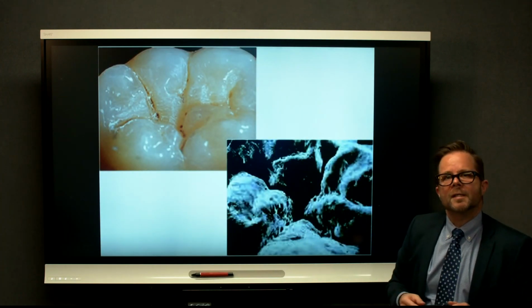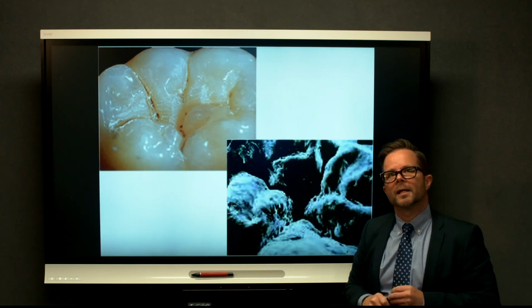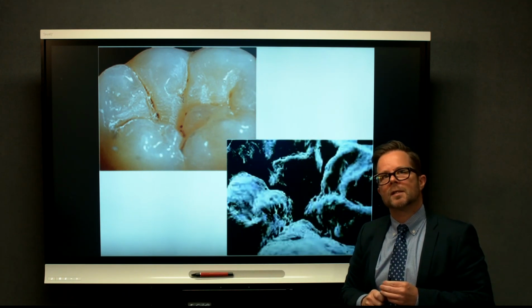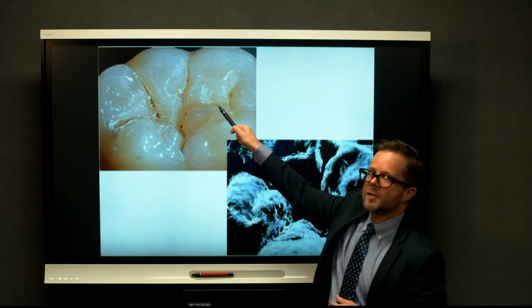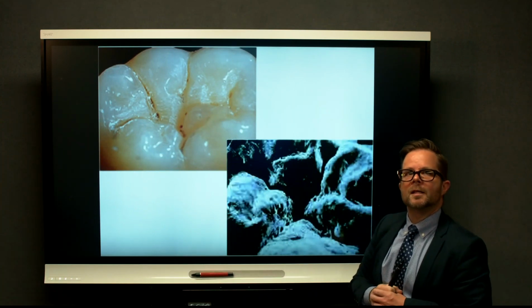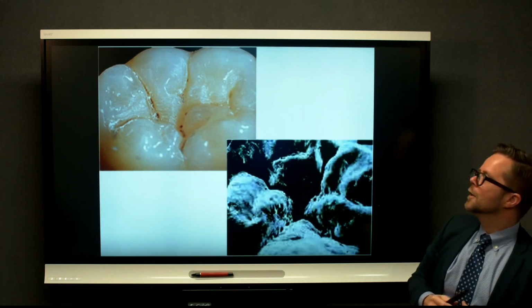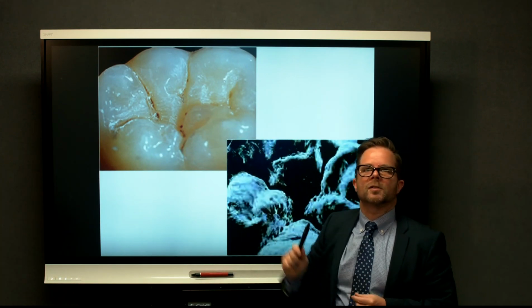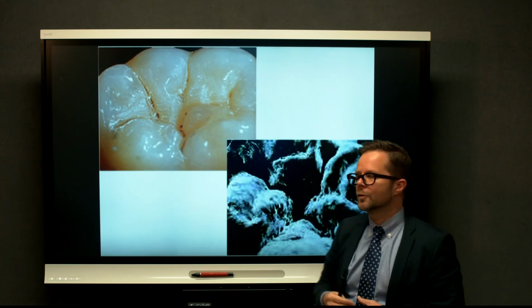So if we look at this photograph in the top of the screen here, you can see that there is a number of grooves or fissures in the biting surface. This is the occlusal or biting surface of the tooth. These are the areas, if you look in your own mouth at your own teeth, if they're not filled already, you will see these grooves on the biting surface. These are the areas that are commonly more at risk of tooth decay.